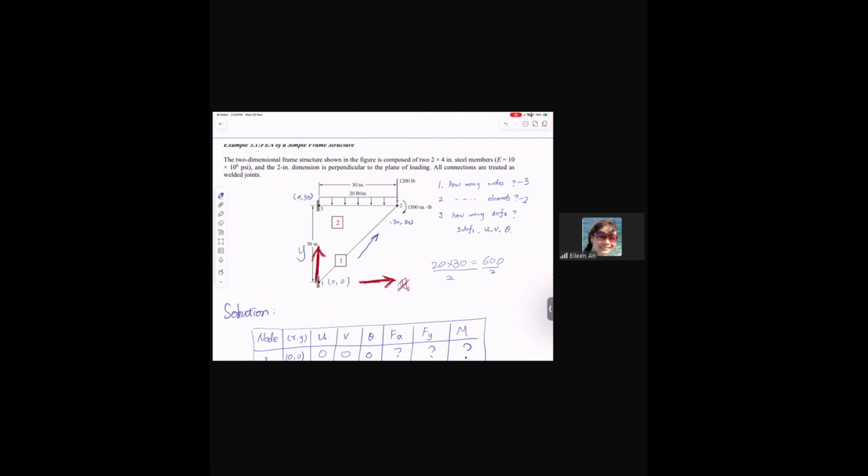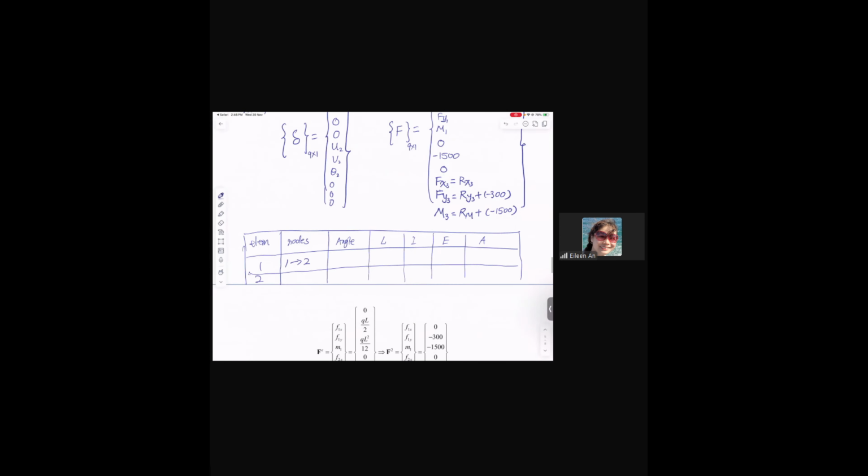-45°, right? But I want to know positive 45 or negative 45. Positive, right? Because the direction is counterclockwise direction. Okay, so it's positive 45.